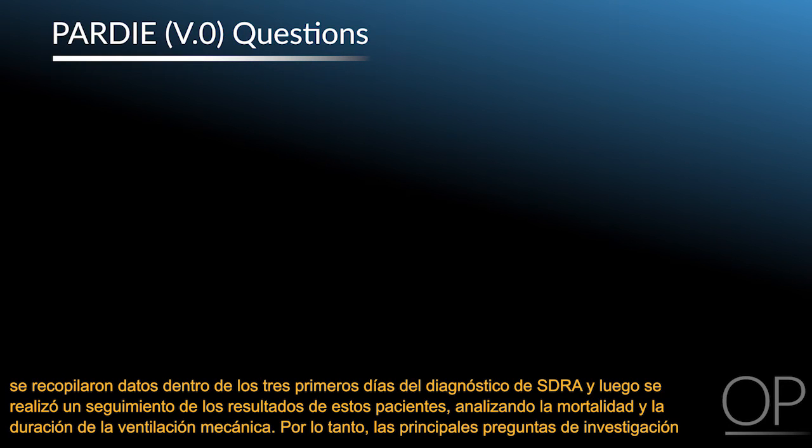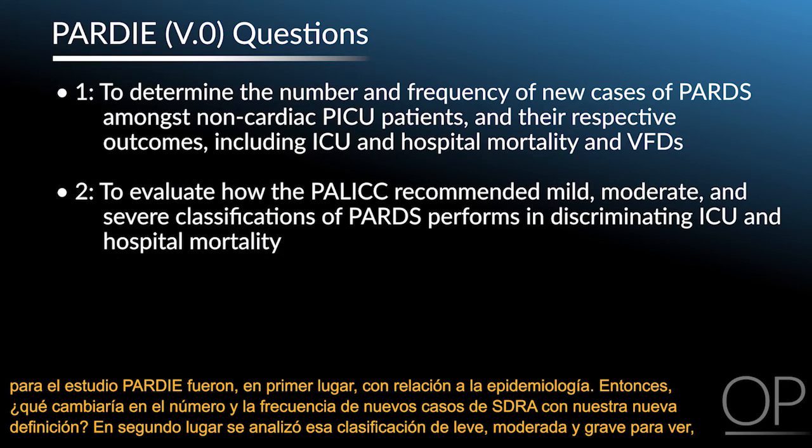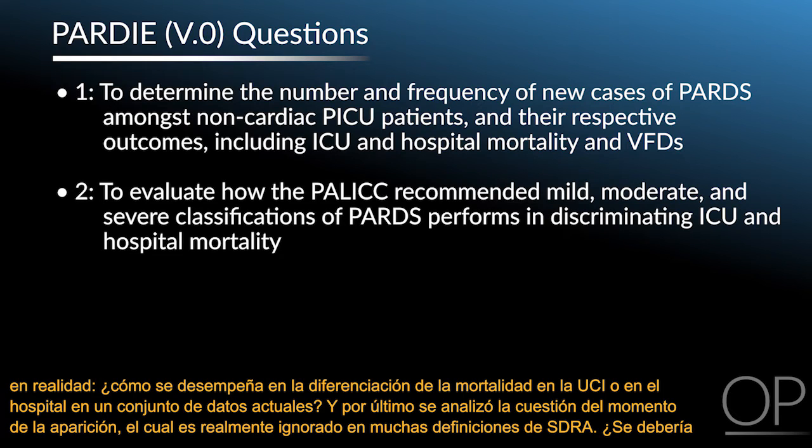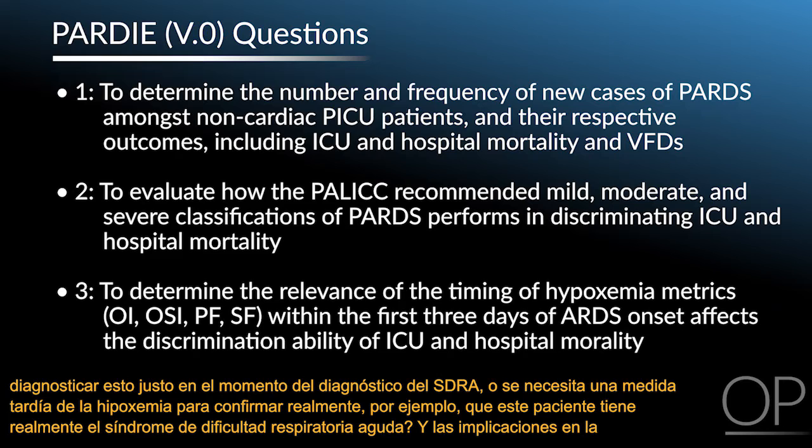So the main research questions for the PARDIE study were to first look at the epidemiology. So what would change about the number and the frequency of new cases of ARDS with our new definition? The second was to look at that mild, moderate, and severe classification and see how it performs in discriminating ICU or hospital mortality in a current data set. And the last was to look at the timing issue, which is really often ignored in many ARDS definitions. Should you diagnose this right at the time of ARDS diagnosis, or do you need a delayed measure of hypoxemia to really confirm, for example, that this patient really does have acute respiratory distress syndrome?